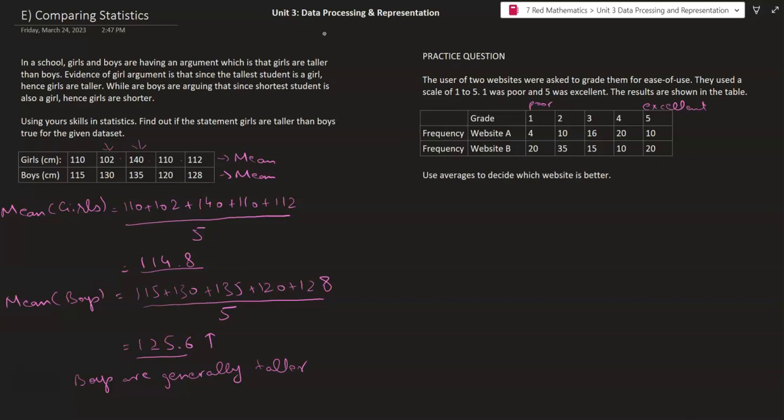So let's get started. First thing we have to do is find the mean value of website A and find the mean value of website B. So first we will do it for A. We are going to make a frequency distribution.